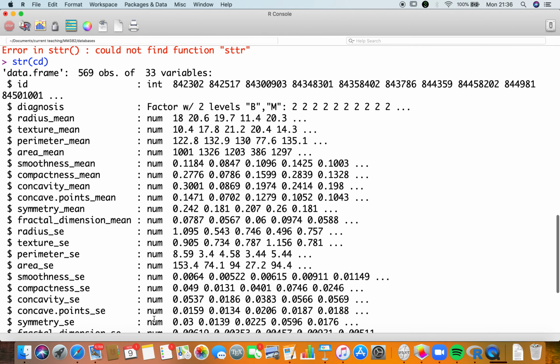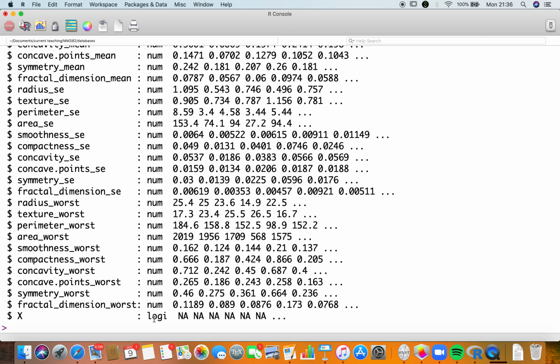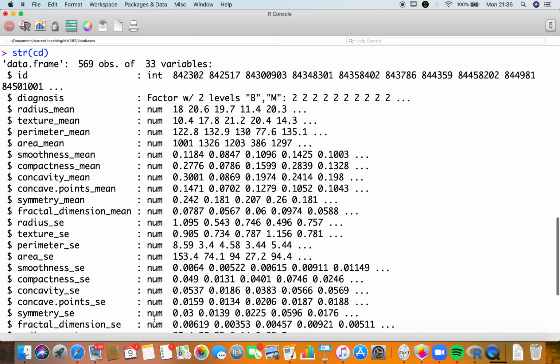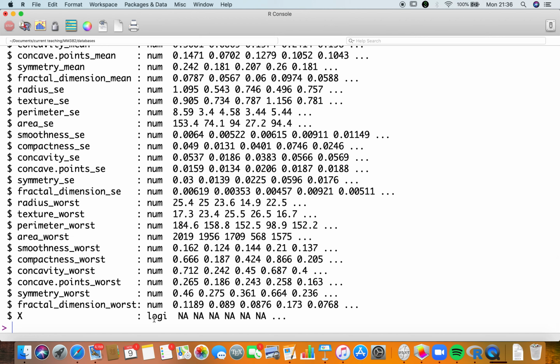Now, the very, very important thing is that if you look at all these numerical variables, the radius mean, the texture mean, the perimeter mean, down to the fractal dimension worst variable, they're all numerical data. You need to be able to calculate the mean, the median, the standard deviation, and the frequency plot for each of these. Okay, so let's see how you do it.